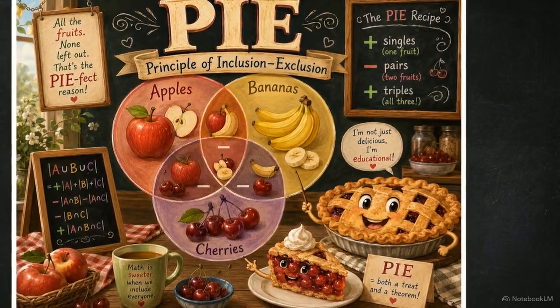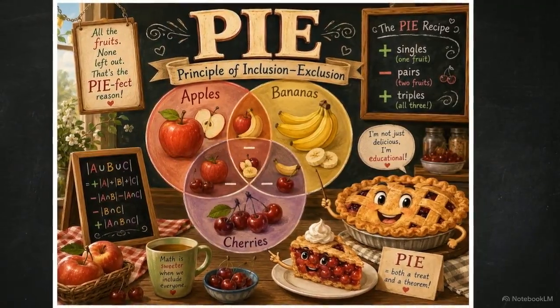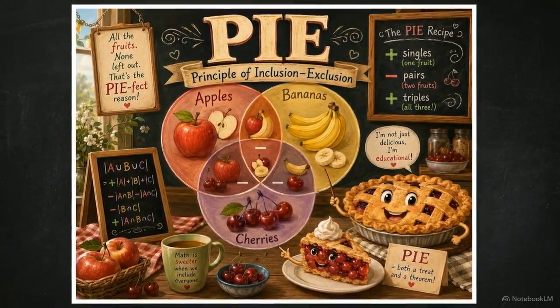When you need to count fairly across complex groups, just follow the recipe. Include, exclude, and repeat. You will never leave anyone out, and you will never count anyone twice.